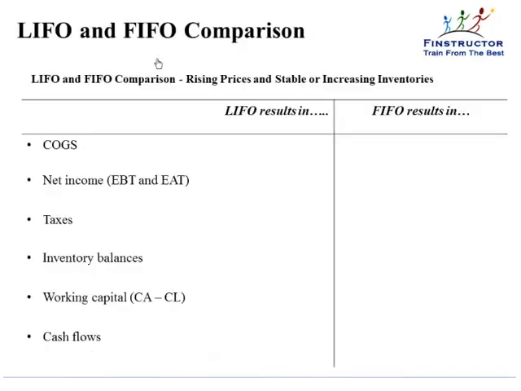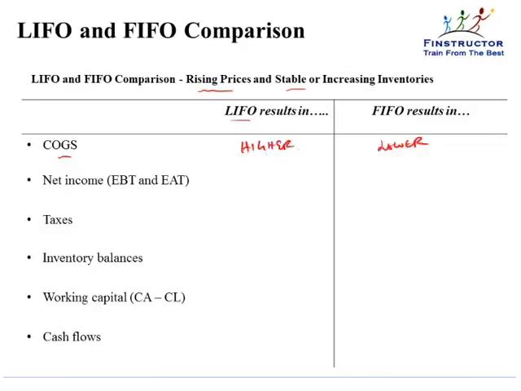So let's see what impact the choice of inventory method would have on the income statement and the balance sheet. And the assumption here is that prices are rising. So we are in an inflationary environment and inventories are stable or increasing. So the first item we'll discuss is the cost of goods sold. In the LIFO method, the last in is the first out. So the more expensive goods would be sold first because prices are rising, so the cost of goods sold would be higher than the FIFO method.